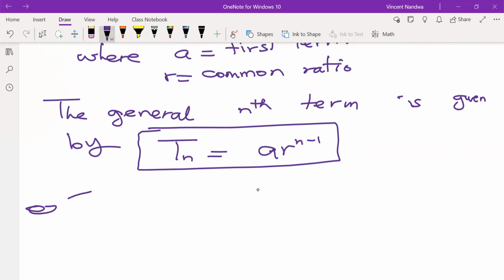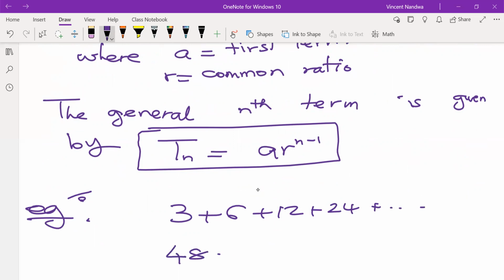Examples of GPs include 3 plus 6 plus 12 plus 24 plus other terms. We have 48 plus 24 plus 12 plus other terms.